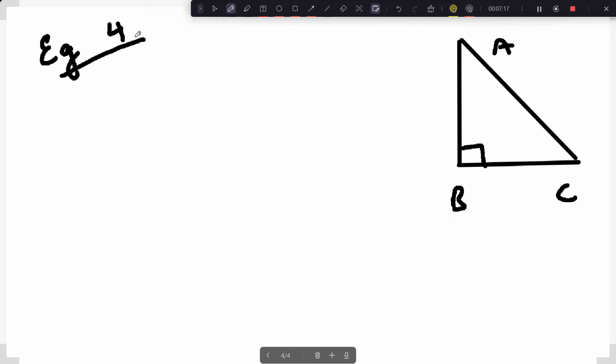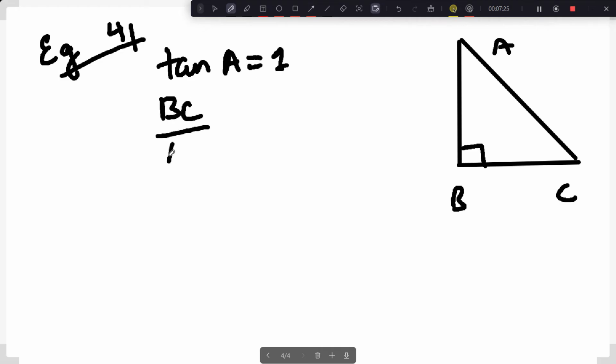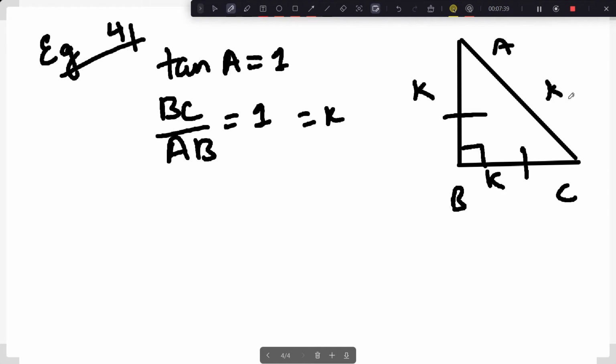Okay. It's given that tan A is 1. So what is tan A? BC by AB, side opposite upon side adjacent, is 1. That means this and this are equal, right? BC is equal to AB basically. So if BC equal to AB equal to k, then this is k, and this will be what? k root 2 by Pythagoras theorem.